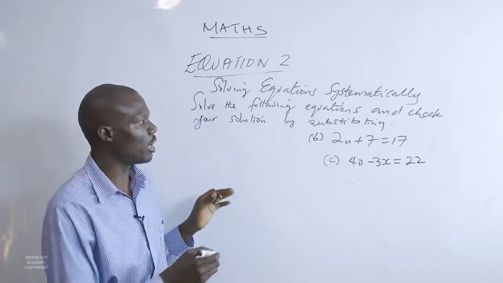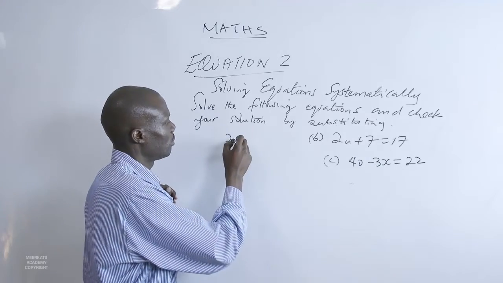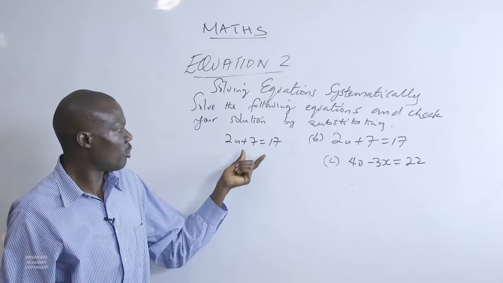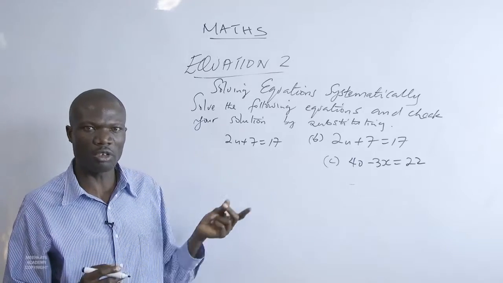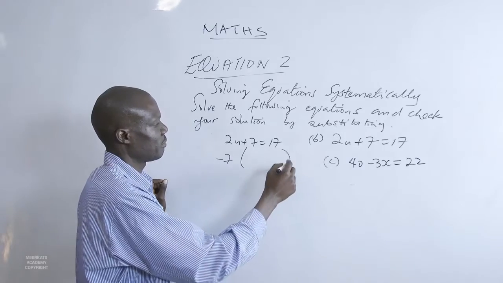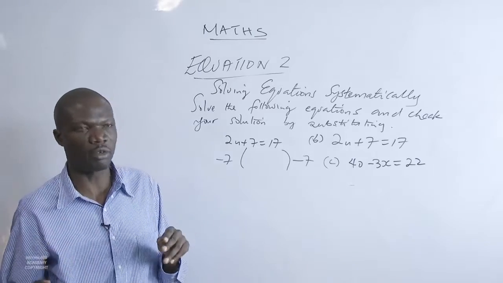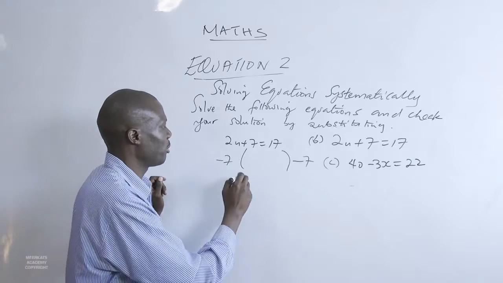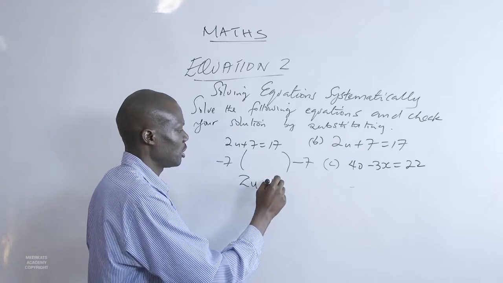For question 2, we have 2u plus 7 is equal to 17. When you look at this, what exactly are we supposed to start with? You'll realize that we need to work out the constant on this side, that is 7. So we shall subtract 7. It has to happen on both sides because of keeping equivalent equations. So this one will be 2u plus 7 minus 7. We remain with 2u is equal to 17 minus 7, which is 10.